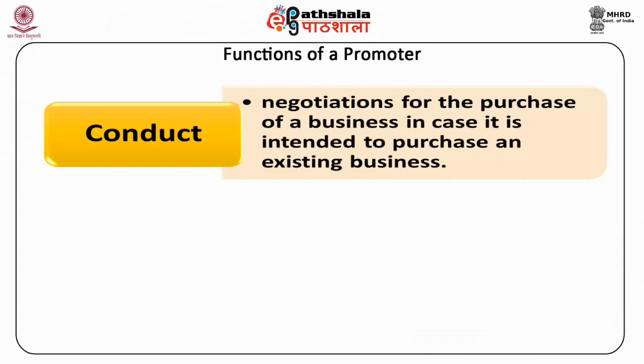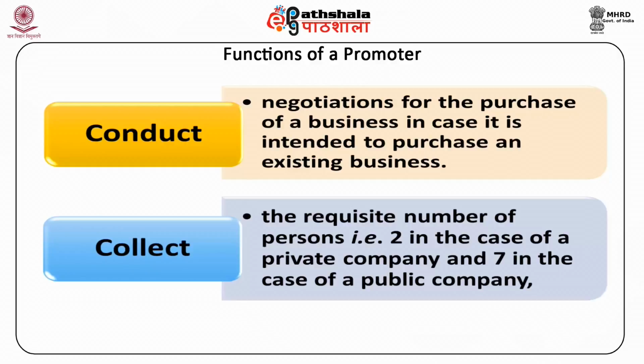4. To collect the requisite number of persons, that is, 2 in case of a private company and 7 in case of a public limited company, who can sign the Memorandum of Association and Articles of Association of the company, and also to agree to act as first directors of the company.